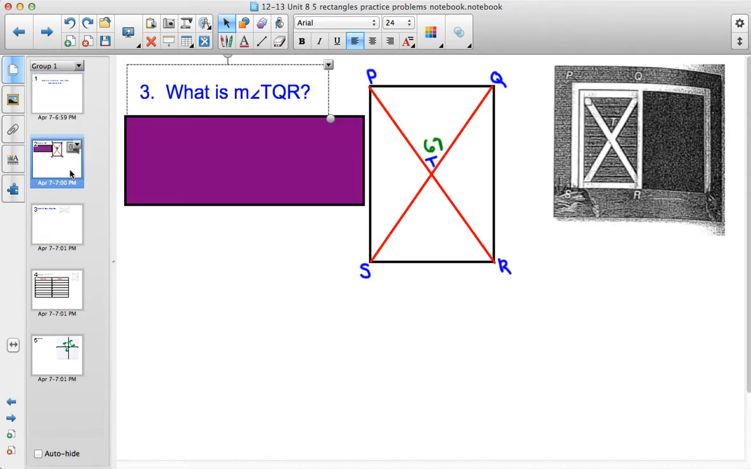So number 3, hopefully you've already done 1 and 2. Those were, I think, not too difficult. 3 of those first 4, I think, were the most difficult, and I put the picture from the book on the screen showing the barn door, and then I redrew the barn door so you could see it a little bit more clearly. You're asked to find the measure of angle TQR. And in the given information in your book, you were already told that the measure of angle PTQ is 67, so I have filled that in.